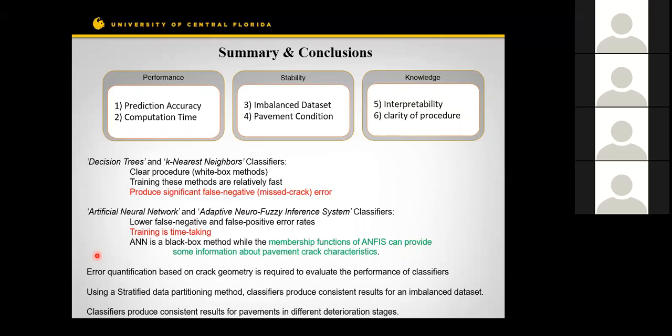And we also propose different notes. For instance, error quantification is essential, or seeing the error values in terms of crack length is very important for us. And we didn't find any inconsistency in the performance of classifiers for different data types.